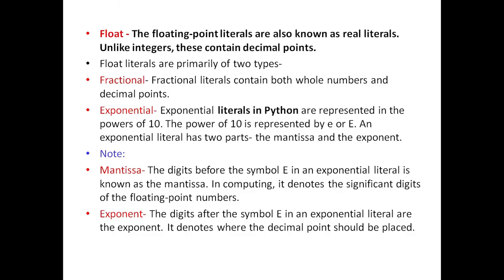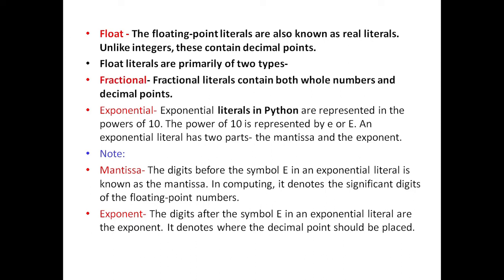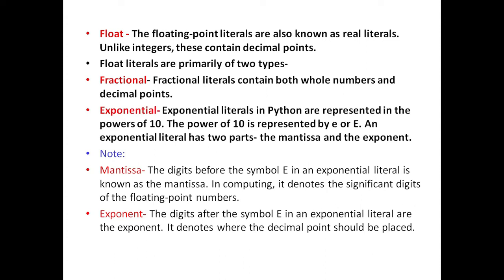Next is float. The floating point literals are also known as real literals. Unlike integers, these contain decimal points. Float literals are primarily of two types: fractional, which contains both whole numbers and decimal points, and exponential, which are represented in the powers of 10. The power of 10 is represented by small e or capital E. An exponential literal has two parts, mantissa and the exponent.